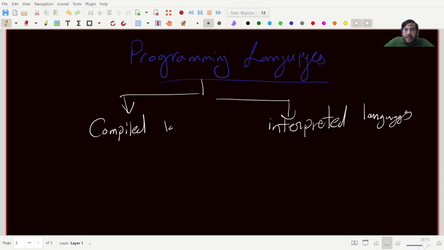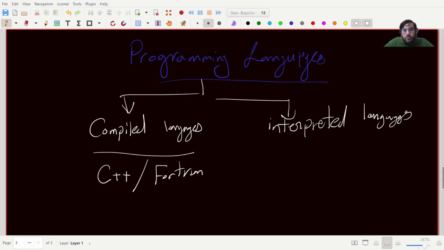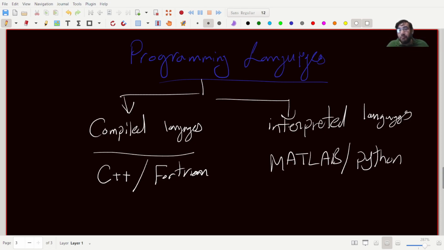Let's give classic examples here. For the compiled languages, the classic examples are C++ and maybe Fortran, an old but still used language. In the interpreted languages, we have MATLAB, and we also have Python. So these are examples of languages that fall under the interpreted and the compiled languages.